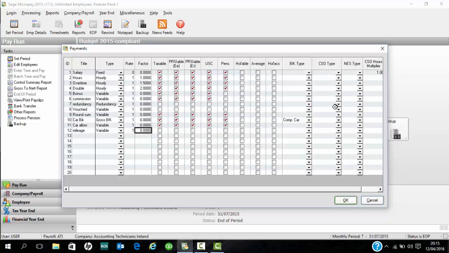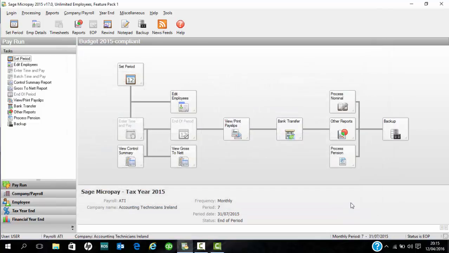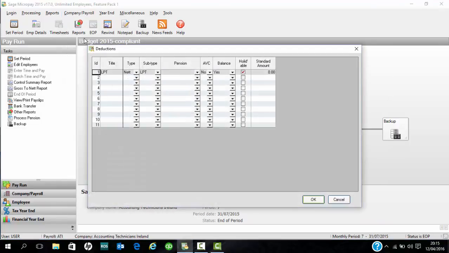Okay, and then the key point here is: is the material taxable? Then you tick this box. Is the payment not taxable? Then you click the whole other way. Okay. With regards to your payments or your deductions, you're actually looking this way.